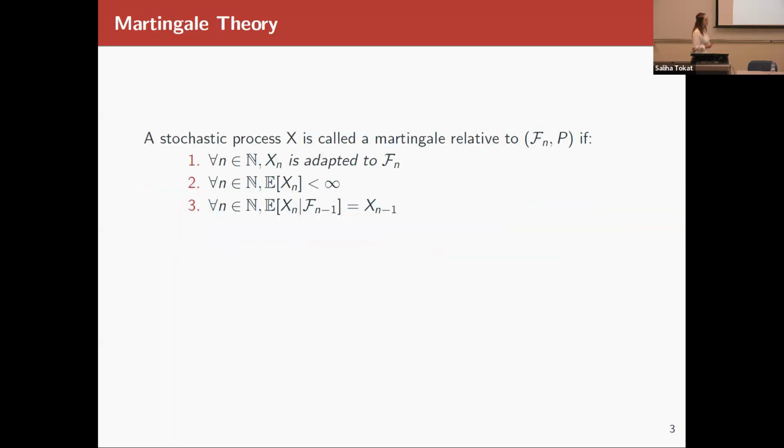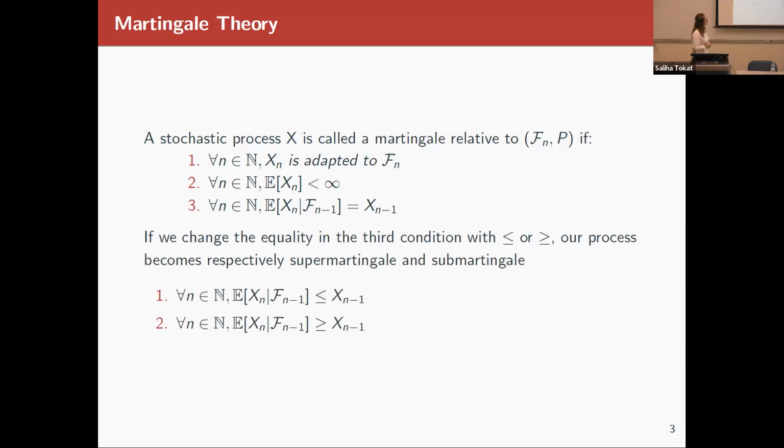A stochastic process Xn is called a Martingale relative to Fn and P. F is a filtration here and P is a probability function. First, Xn is adapted to Fn. Second, the expected value of Xn is finite. And last, the conditional expectation of Xn with respect to the filtration is equal to Xn minus 1. If we change the equality in the third condition with inequalities, we get a supermartingale, like here, or a submartingale.